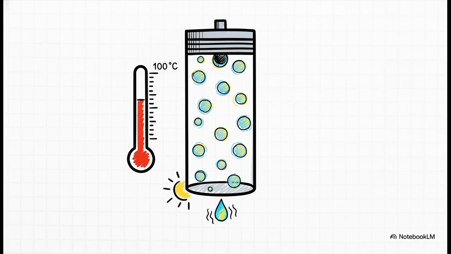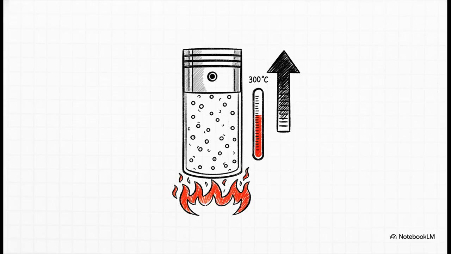We call this a saturated vapor. It's the mirror image of a saturated liquid. It's a gas that is right on the edge of turning back into a liquid. Okay, so all the water is vapor now. If we add even more heat, the temperature finally starts to climb again. Let's say we take it all the way up to 300 degrees Celsius. What we have now is a superheated vapor. It is way past the point of condensing, and it just acts like a normal gas.